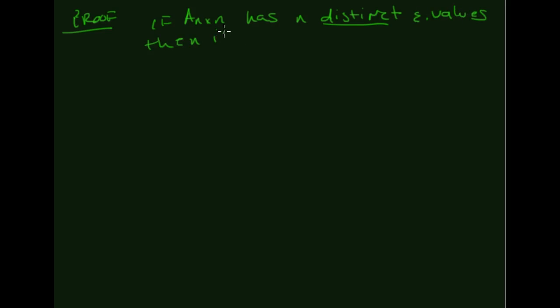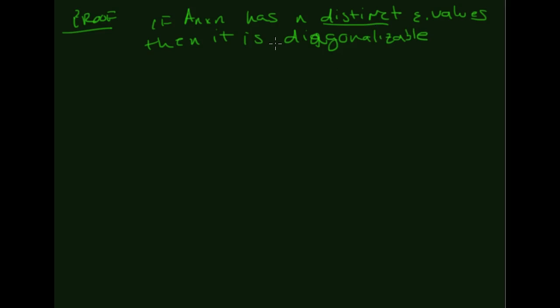Okay, we've said that if it's diagonalizable, then I have a set of n linearly independent eigenvectors. What we want to prove here is another condition for diagonalization, which is that if a matrix has n distinct eigenvalues, then it is diagonalizable.